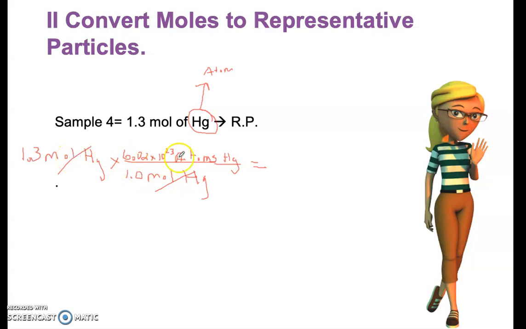Okay. And we're going to get 7.8 times 10 to the 23rd atoms Hg. Okay, so we have 2 sig figs, 2 sig figs. So we're using the reciprocal of the formula here. So let's take a look at sample 5.